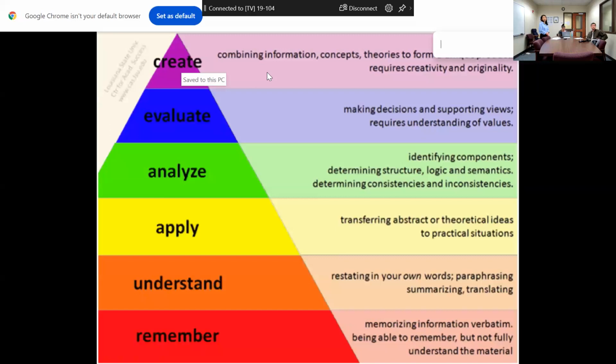I like this little graphic I found from Louisiana State University's Center for Academic Success, because for each level of learning, it gives a brief description of what happens at that level. So remember involves memorizing information verbatim, being able to remember, but not necessarily fully understanding the material. However, understand is to be able to restate it in your own words or to paraphrase or summarize or translate. I'll post this graphic in the weekly guide so that you can look through each level more closely.